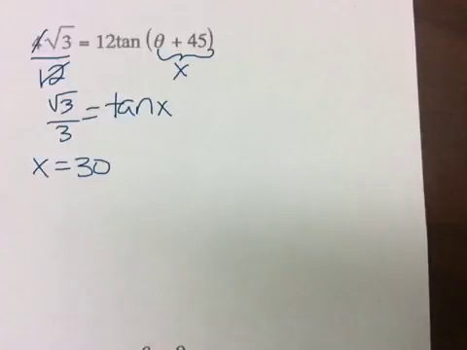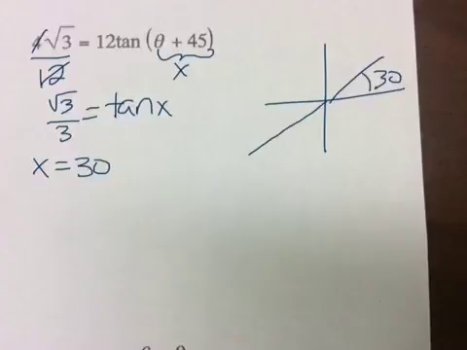Okay, so I've done a couple steps here to move things along. So we know that the root 3 over 3 is the tangent, so our x is 30. So let's draw 30, and we're finding all the possibilities for x first before we set it equal to theta plus 45. So we're going to extend this line. We got a 30 here. So our other possibility is 180 plus 30, which is 210. Okay, so those are our answers. So now we set them equal to x.